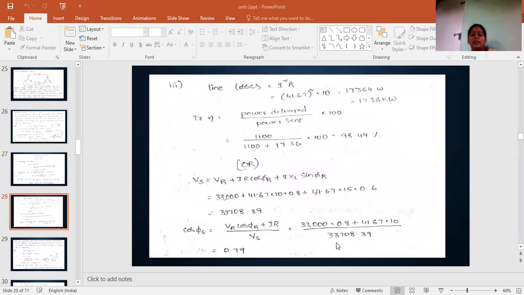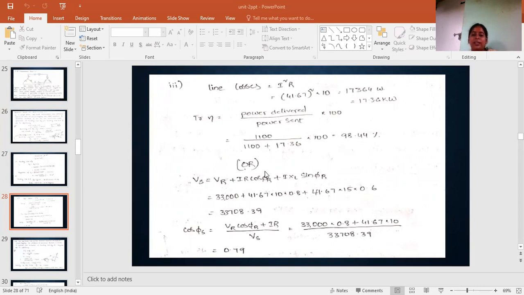And the third one is the transmission efficiency. For the transmission efficiency, firstly we find out the line losses, that's nothing but I square R losses. We know the I value and R value, substitute here and we can get the line losses. The formula for transmission efficiency is power delivered by power sent into 100, where power sent is nothing but power delivered plus losses. We can substitute and find out the transmission efficiency.